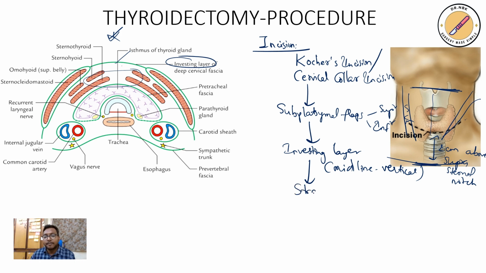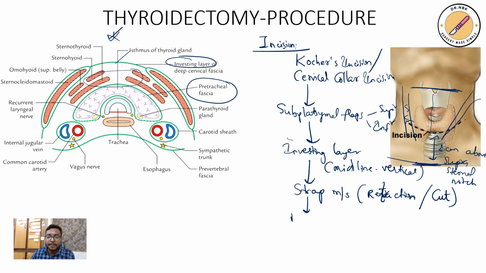So please understand, usually if it is a hemithyroidectomy or a small goiter, you can go for retraction of the strap muscles. Very rarely, if it is a very huge goiter, with simple retraction you are not able to see the swelling properly. Then you need to go for cutting of the strap muscles. We will see that in a subsequent slide. So once you retract the strap muscles, you can see here in the picture, the next layer is pretracheal fascia. So you will open the pretracheal fascia.